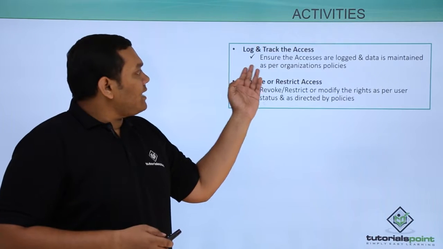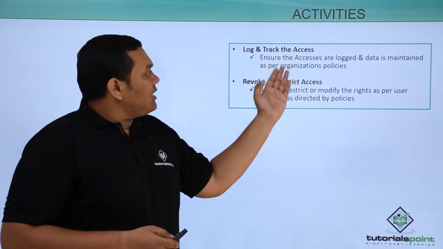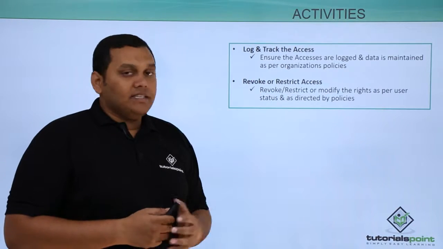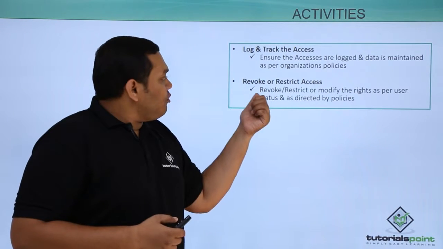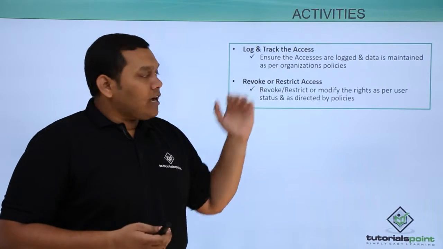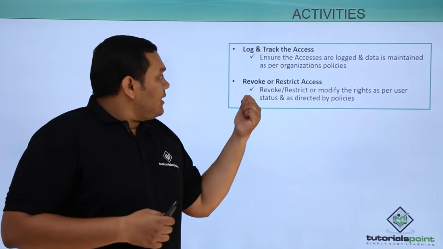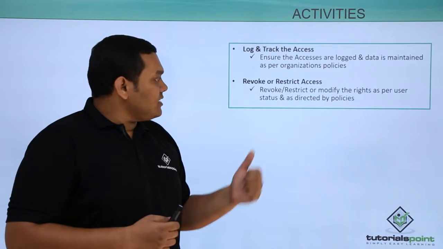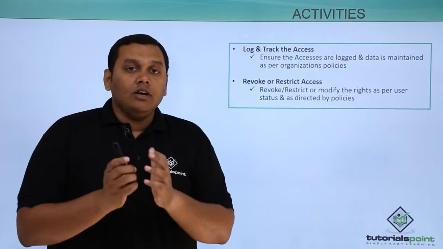Coming to log and track the accesses: ensure that the accesses are logged and data is maintained as per the organization's policies. Revoke or restrict access. So, based on the log and track of the access, they revoke or restrict access or modify the rights as per the user status and also as directed by the policies.